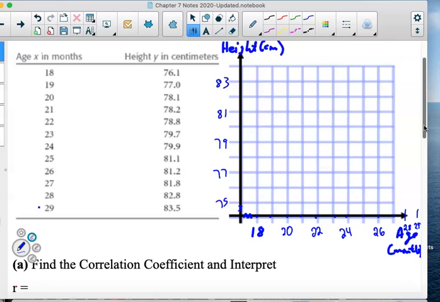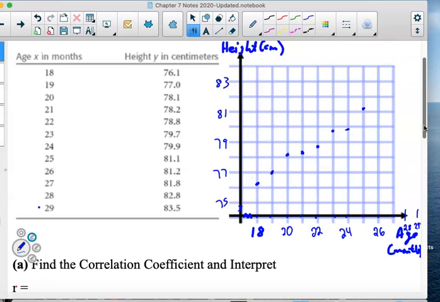So 18 and then 76.1, I'm going to estimate is about there. 19 is at 77. 20 is at 78.1. 22 is at, or no, 21 is at 78.2 also, or just a little bit above it. 22 is at 78.8. 23 is at 79.7. 24 is at 79.9. 25 is going to be at 81.1.